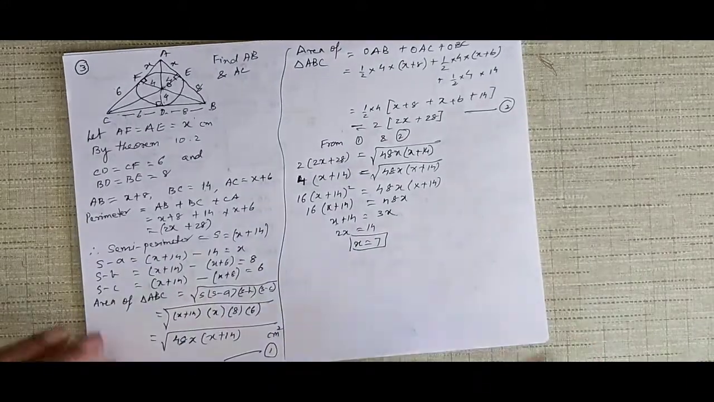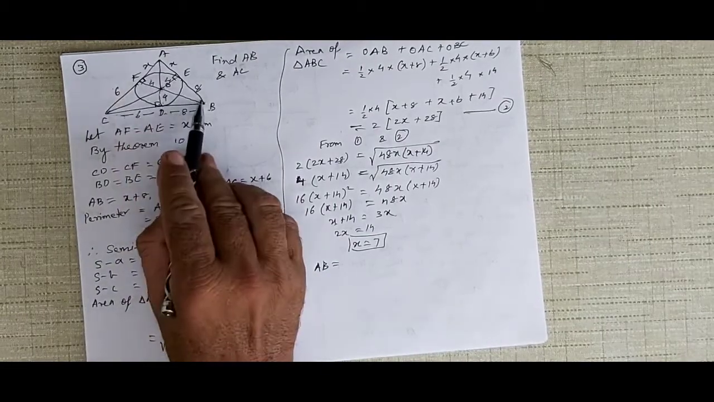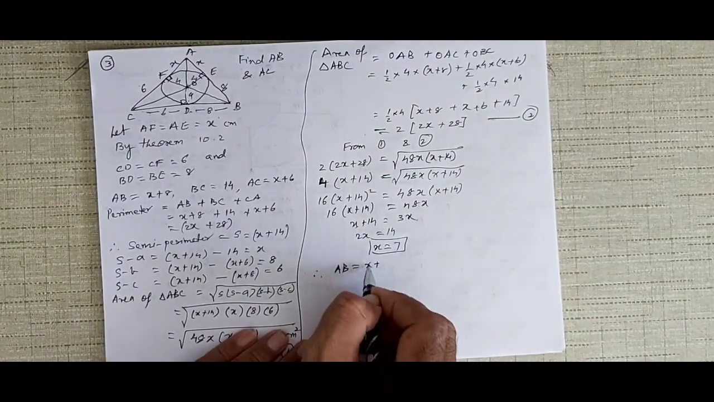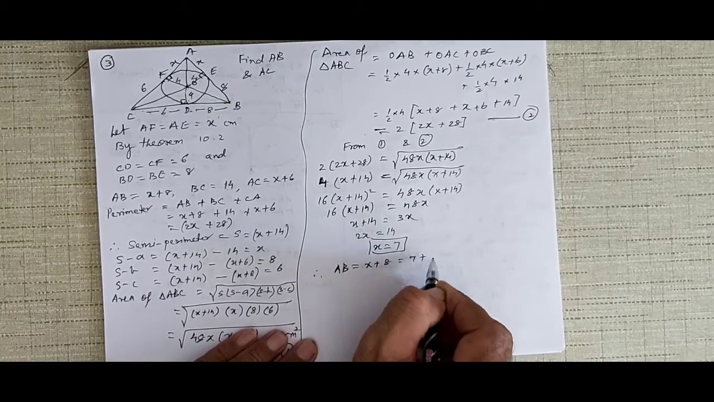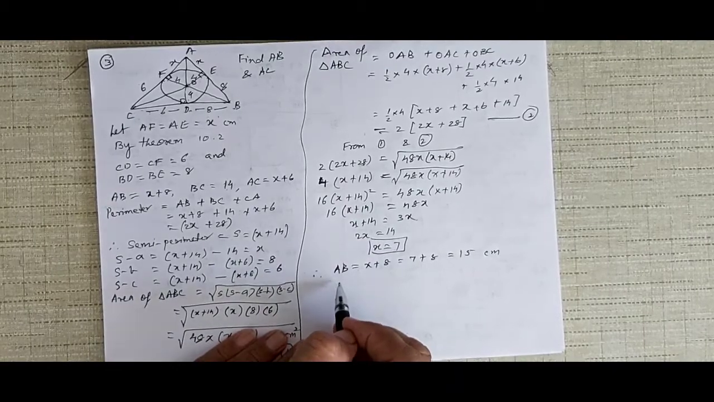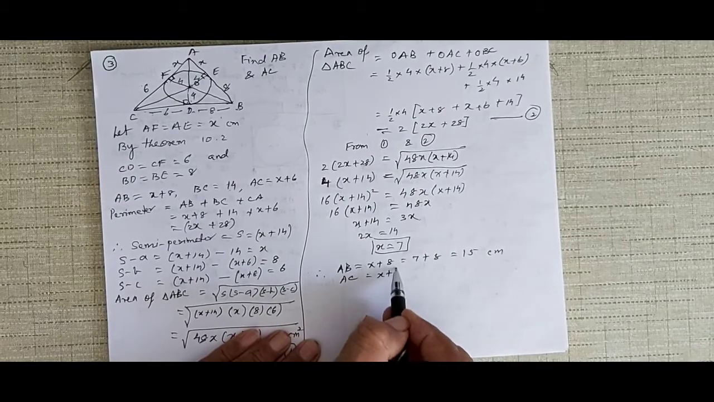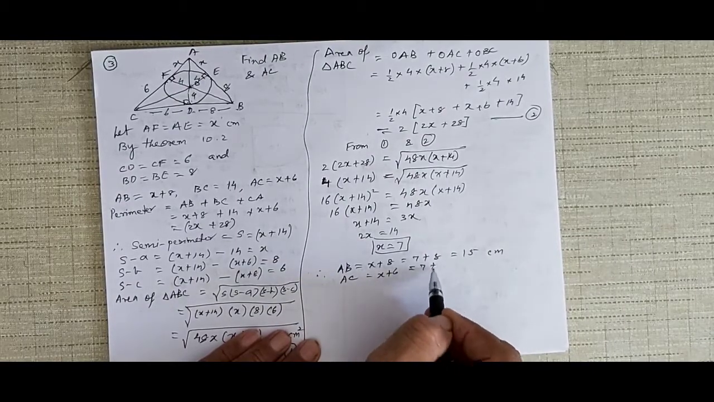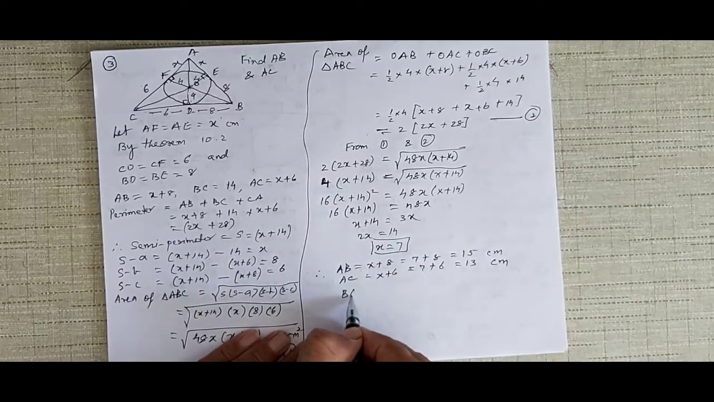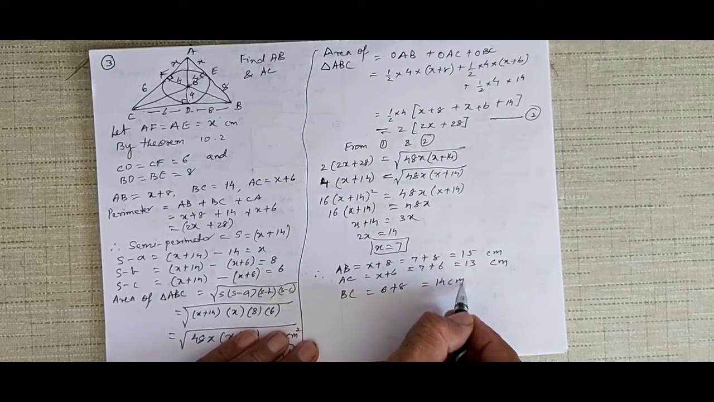Now if x is equal to 7, what is AB according to this? AB is equal to x plus 8. 7 plus 8 is 15 centimeters. And then we have to find AC, remember, AB and AC. So AC is x plus 6. Now what is x? 7. 7 plus 6 is 13 centimeters. And of course BC is already given as 6 plus 8, and that is 14 centimeters.